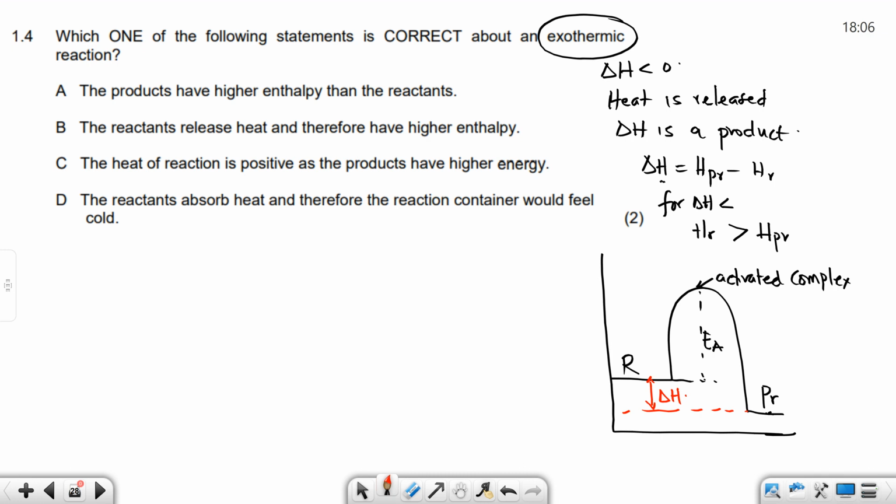The products have a higher enthalpy. Nope. The reactant releases heat and therefore higher energy enthalpy. The heat of reactant is greater than the heat of product. Let's read through first. The heat of reaction is positive. Nope. The reactant absorbs heat. Nope. So it makes sense where we were, because we said heat is what? Released.